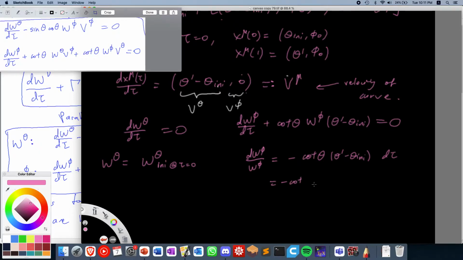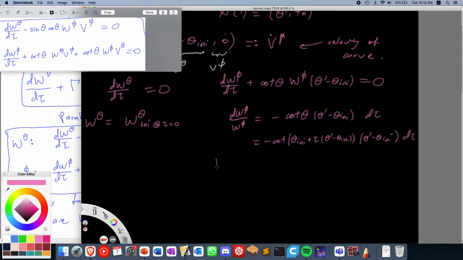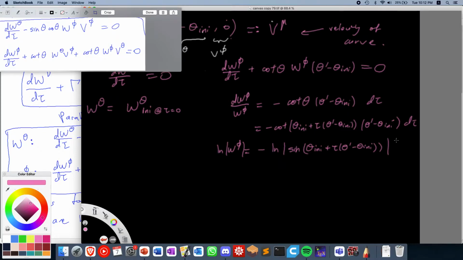It's minus cotangent of this one, initial plus tau prime, minus this one initial, d tau. So now you integrate both sides, so this gives you ln of this one equals minus, now you can just apply the chain rule, so this is just minus ln sine of initial plus tau minus initial.